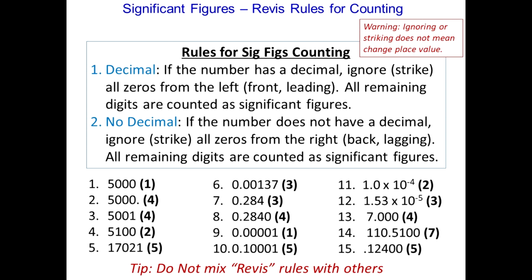Ready? If there's no decimal, all right, ignore or strike the zeros on the right side. Okay, these are called trailing. So if you read it somewhere else. All remaining digits are counted as significant, even if it's a zero.